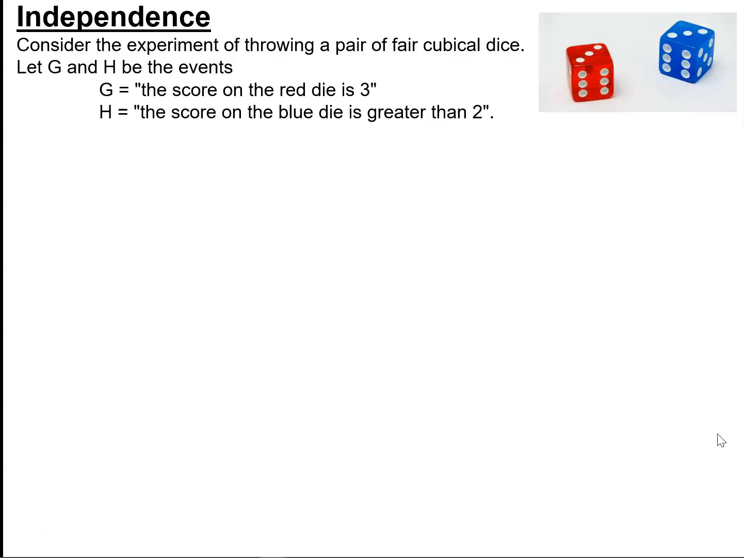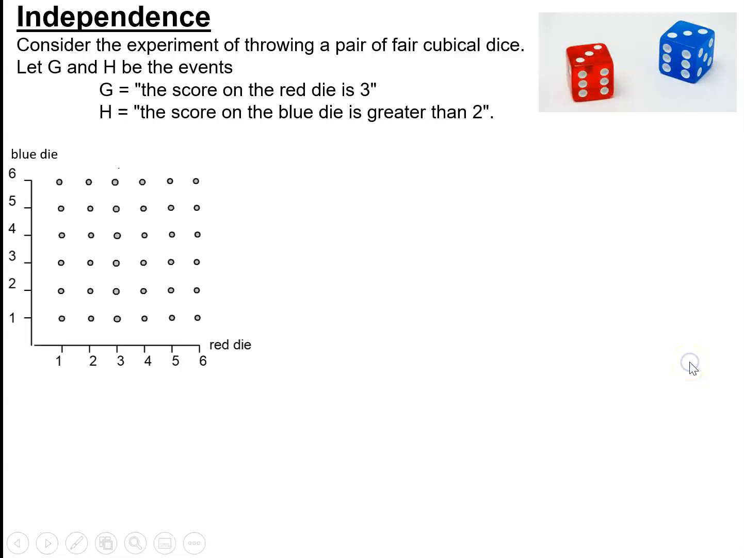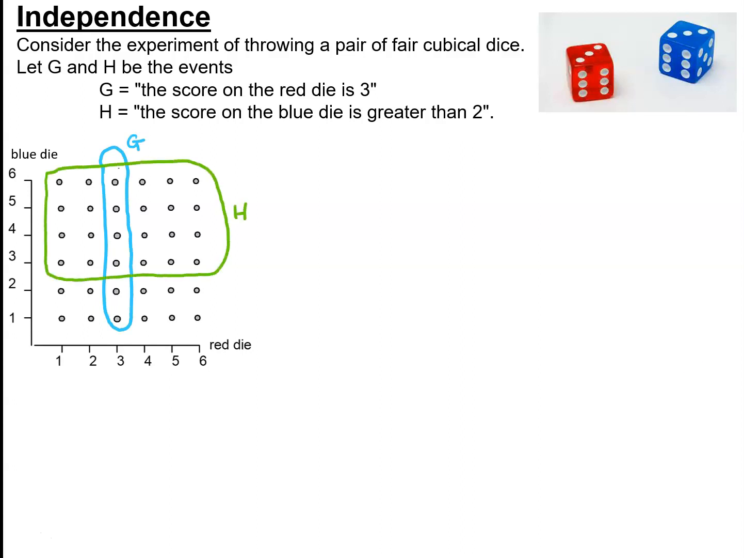Keeping with the 2 dice experiment, let's now have G be the event the score on the red dice is 3, and H be the score on the blue die is greater than 2. Again, we can draw the sample space diagram for the experiment. So there's the event G, here's the event H, and we have the probability of G is 6 out of 36, or 1/6, and we have the probability of H is 24 out of 36, or 2/3.